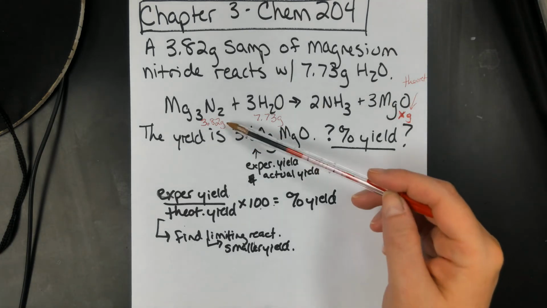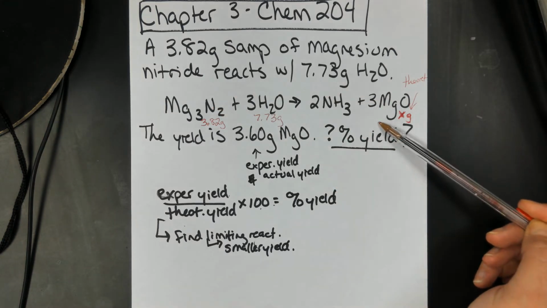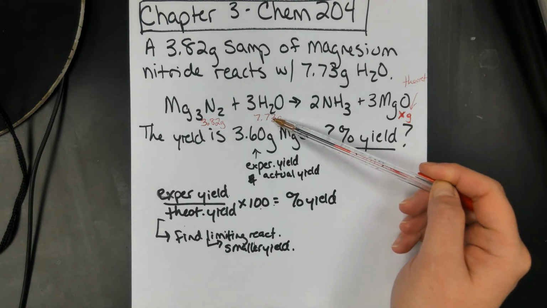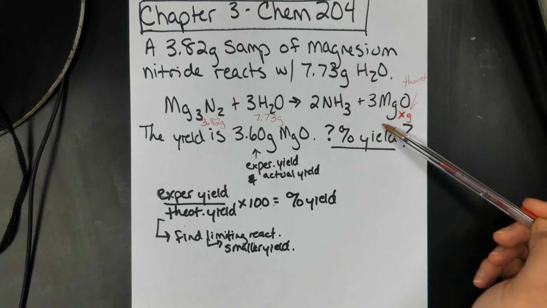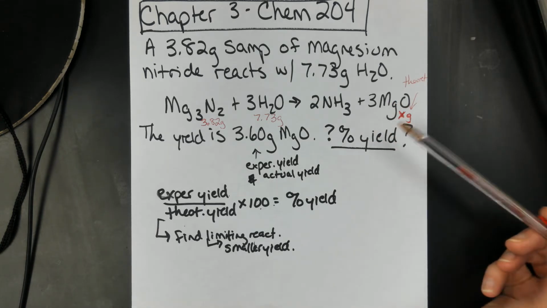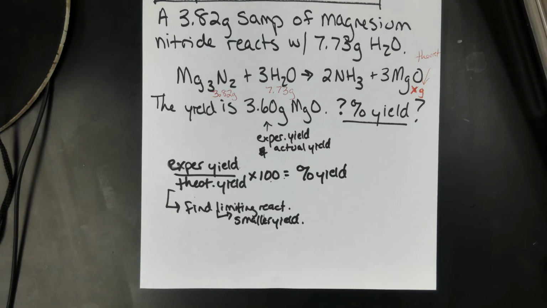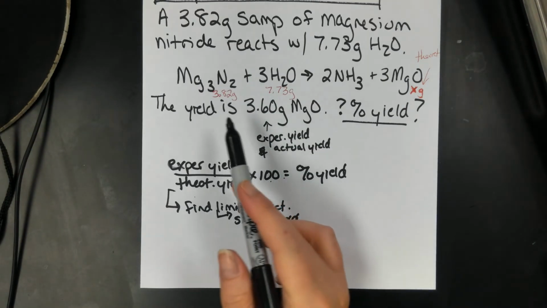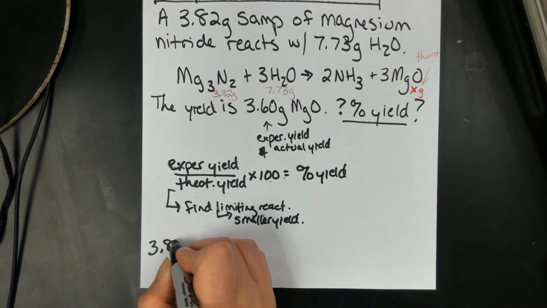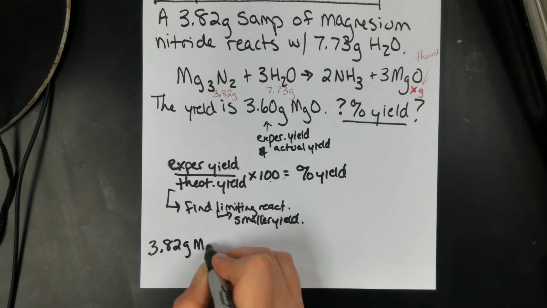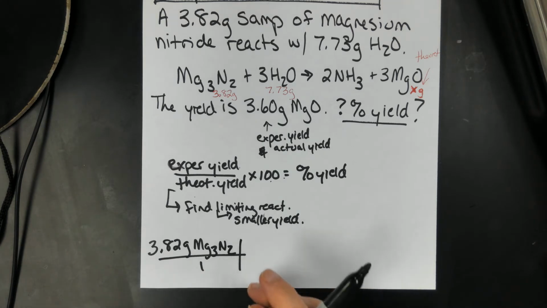The first step is to take grams of this, turn it into moles of this, and then mole to mole, and then mole to gram. Next step, take grams of this, go to moles of this, and then mole to mole, and then mole to gram. And then you pick the lower of the two. Very much like the other videos, I'm going to try to keep this in this shot here. But let's start with the first one, shall we? So 3.82 grams of magnesium nitride, and I need to turn that into moles of magnesium nitride.